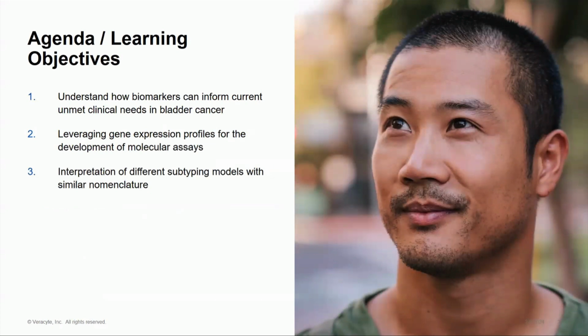So the agenda here, and I think this was sent out, is to understand first how biomarkers can inform current unmet needs in bladder cancer. I'm going to talk a little bit about how we actually do this. How do we build a model? How do we leverage gene expression profiles and build a molecular assay? And finally, since there is a lot of controversy around subtyping in bladder cancer, based on nomenclature and the clinical results of using these assays, I'm going to talk a little bit about how we can intersect and address this issue. I'll show you how a lot of it's just naming. We're actually talking about the same thing, just looking at it through different lenses.